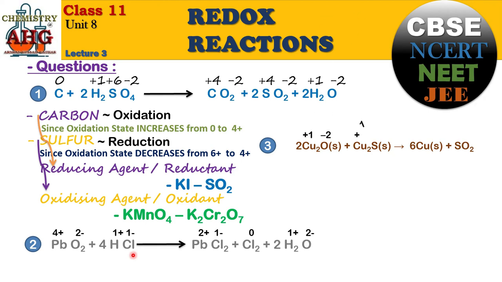I'm writing. Now look at copper. Here copper is +1. After the reaction, copper is 0. So there is a decrease in the oxidation state. Copper has been reduced. Copper is an oxidizing agent. Oxygen, no change. Sulfur, from -2 it has become +4. There is an increase mathematically in the oxidation number of sulfur. So sulfur has been oxidized. What does this mean? Sulfur is the reducing agent.